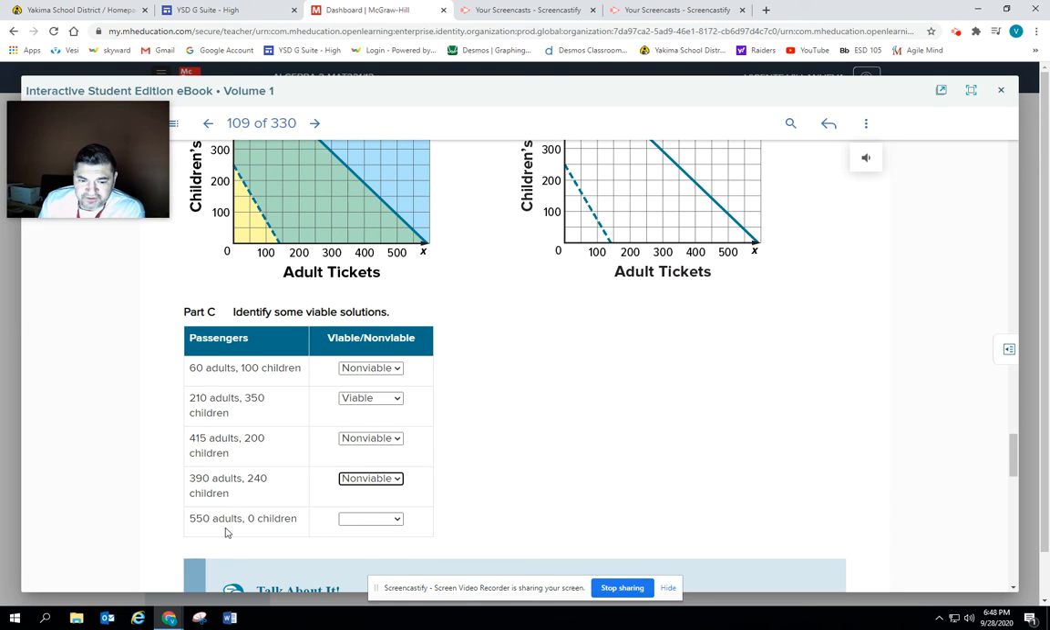And can they take 550 adults and 0 children? So 550 adults, 0 children, that indeed is in the green region. So that is viable.